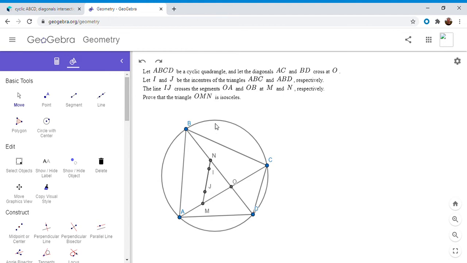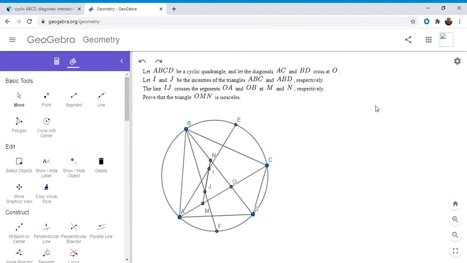Often if you have a cyclic quadrilateral like this, it's good to extend AI to meet the circumcircle at a point E. And then we know that E has to be the midpoint of arc BC. That's because since AI is an angle bisector, angle BAE has to equal angle CAE. And since equal angles intercept equal arcs, arc BE has to equal arc CE. And then I'm going to do the same: I'm going to extend BJ to meet arc AD at a point F. And then F has to be the midpoint of arc AD.